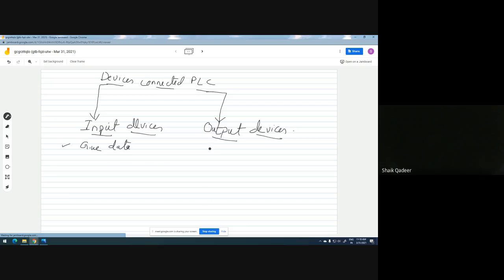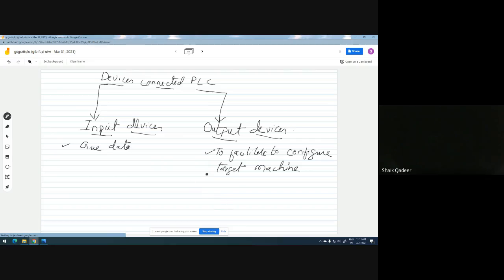And what is the purpose of output devices? Collect data? No. To configure target machine. Please try to understand this. The purpose of output device is to facilitate to configure the target machine. Let me explain what is the meaning of this.